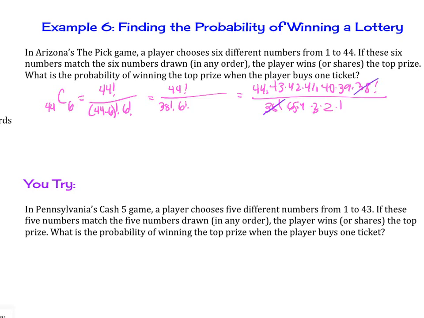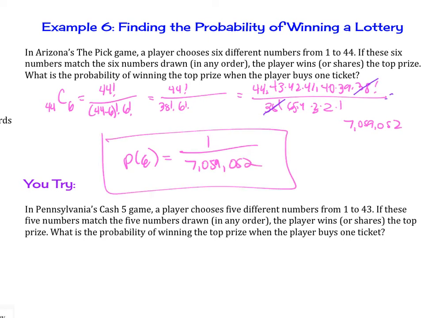So it's just trying to figure out, using the formula, getting the answers here. And so what you would get is, after you figure out what this combination is, you would get 7,059,052. But the probability of the event, right? There's only one way that could happen, and so that's 1 over 7,059,052. So try this example.